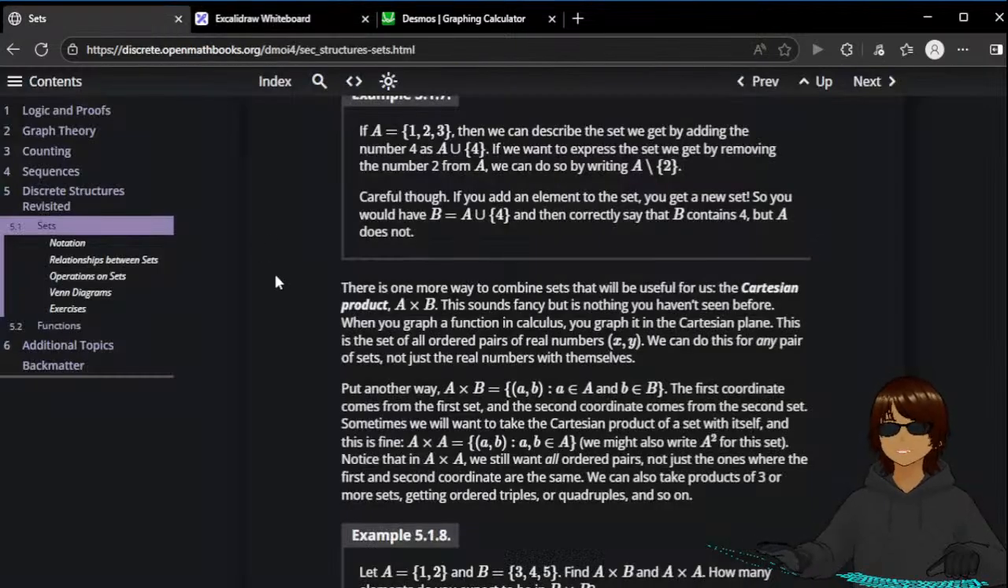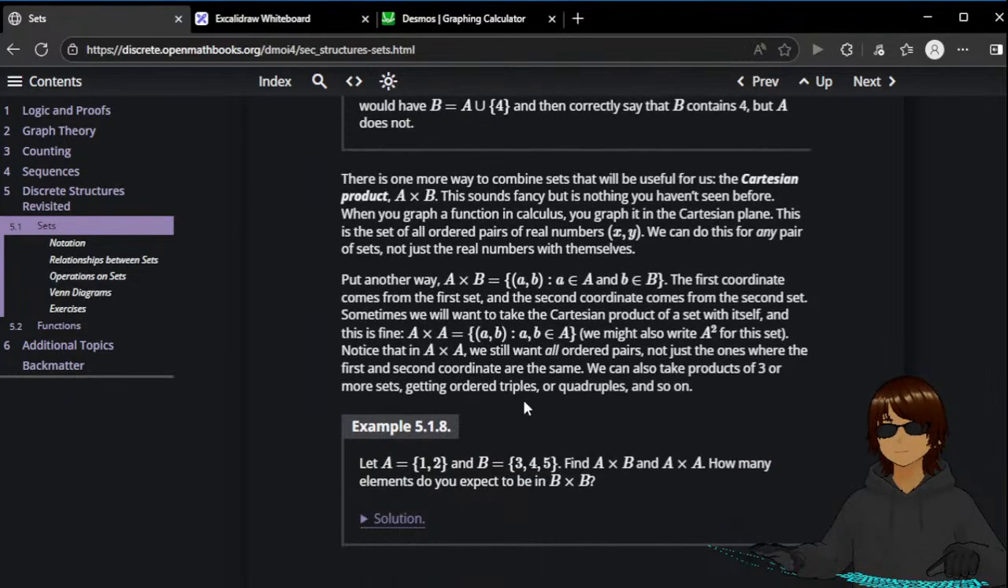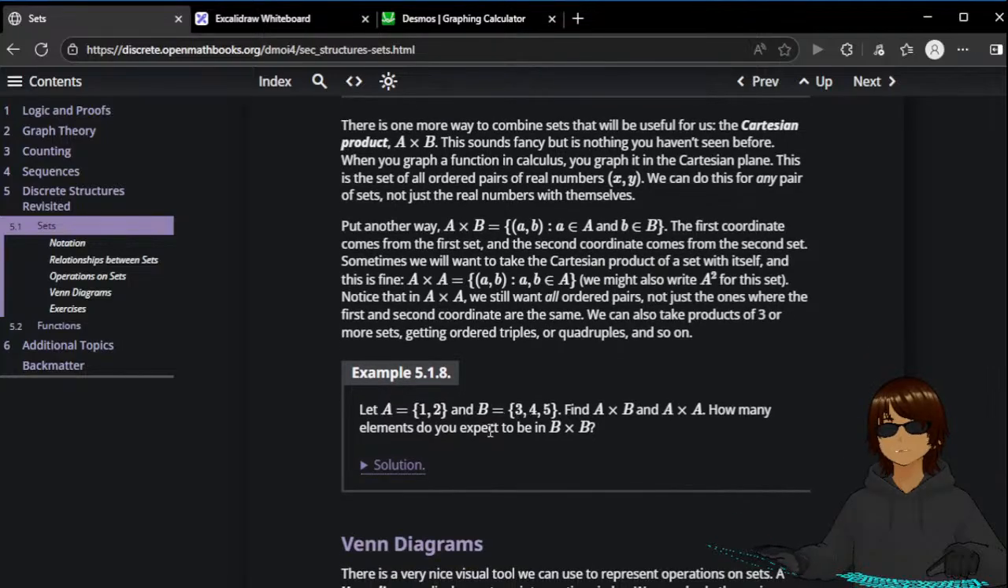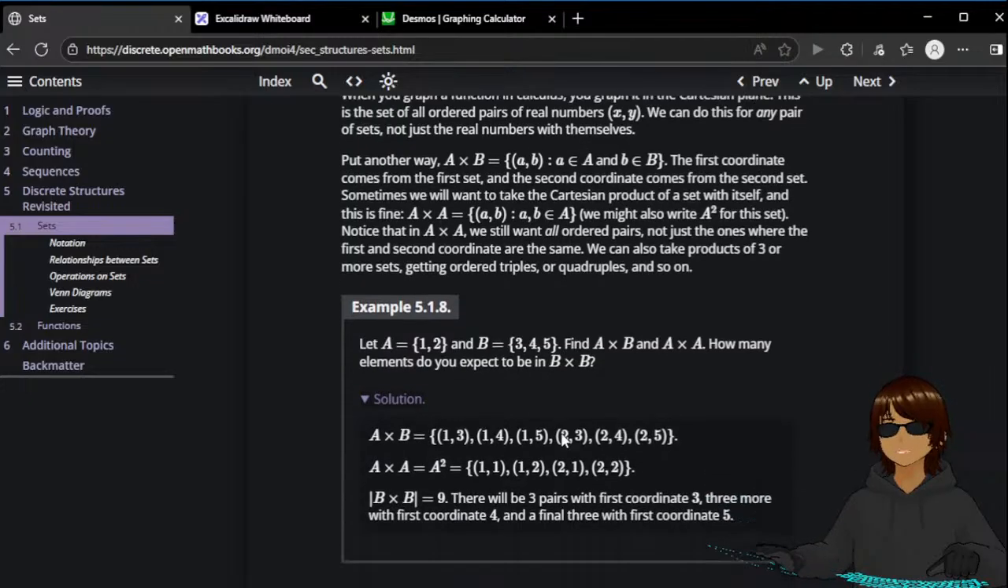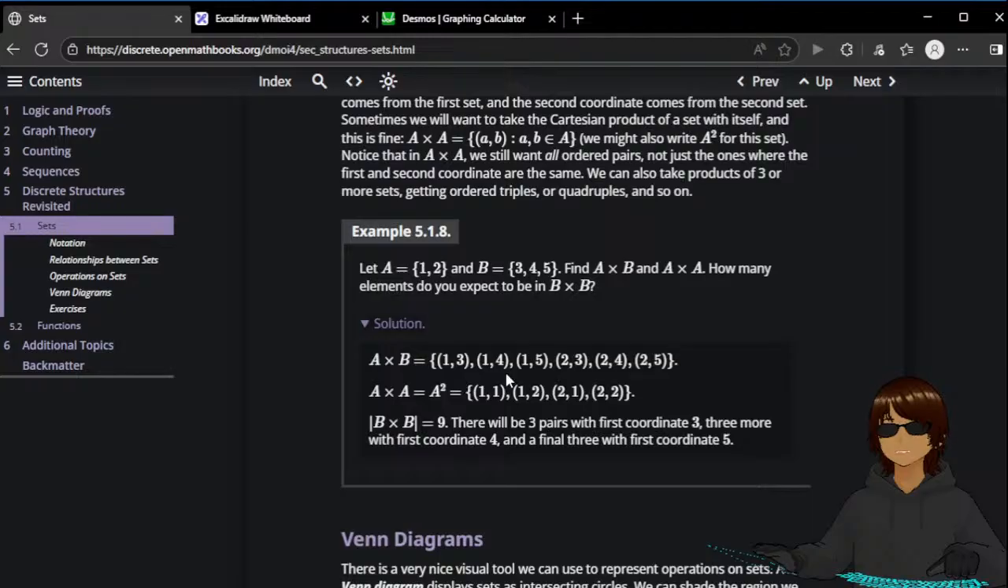Wait, I think it's called a tuple. I know it's called a tuple in Python, but I don't know whether they call it tuple in math as well. So A Cartesian product B, A times B, A times A, and B times B. So (1, 3), (1, 4), (1, 5): 1 with all of these, 2 with all of these. (1, 3), (1, 4), (1, 5), (2, 3), (2, 4), (2, 5).